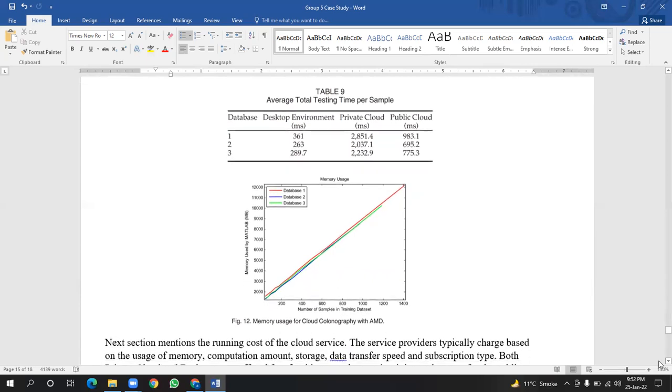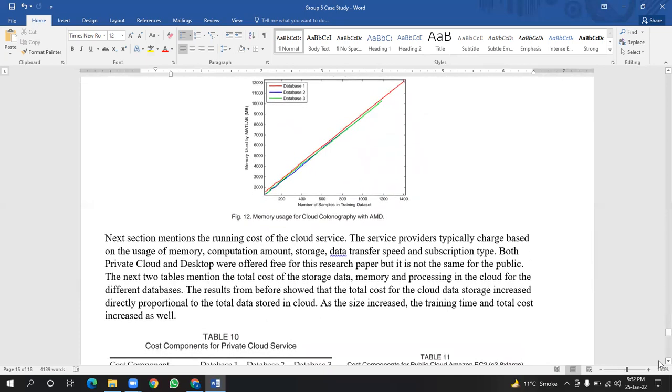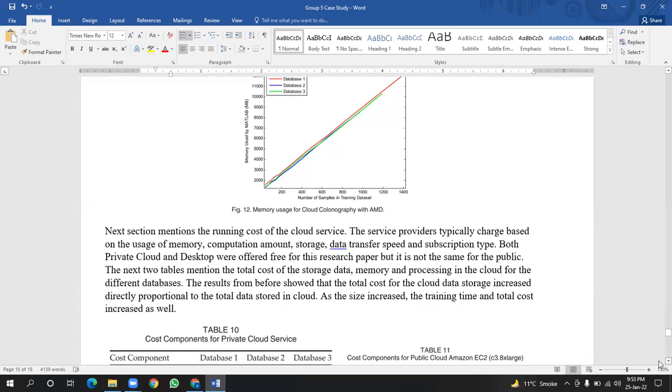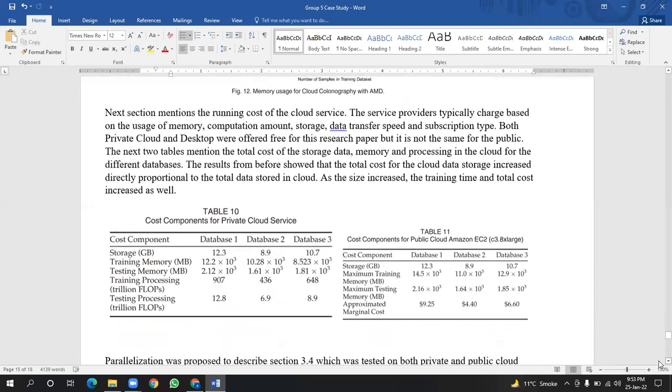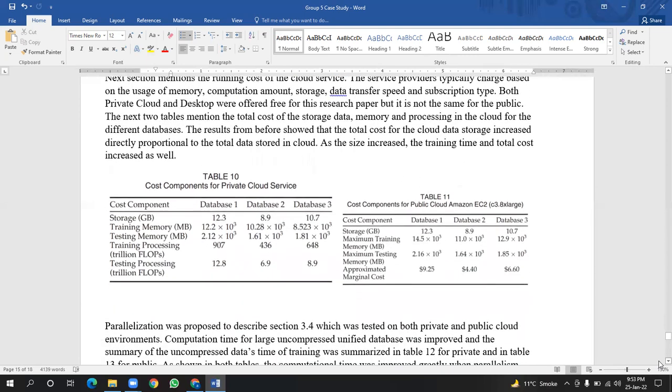The next section mentions the running cost of cloud service. The service providers typically charge based on the usage of memory, computation amount, storage data, transfer speed, and subscription type. But for this research paper, all these services were offered for free, but for the public it is not the same. It is charged at different costs for different usages, and different results are shown based on what services are being provided. And in the table, you can see that as the size increases, the training time and total cost increased as well.